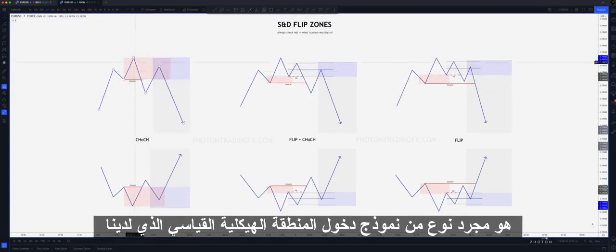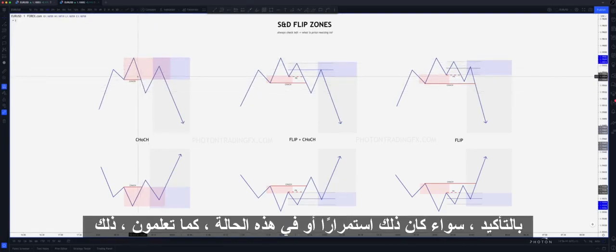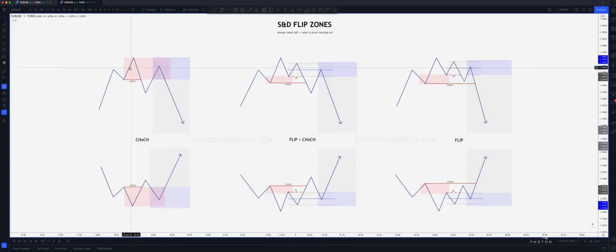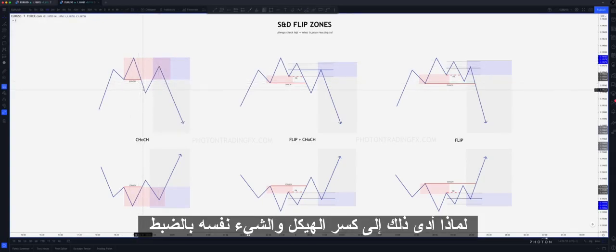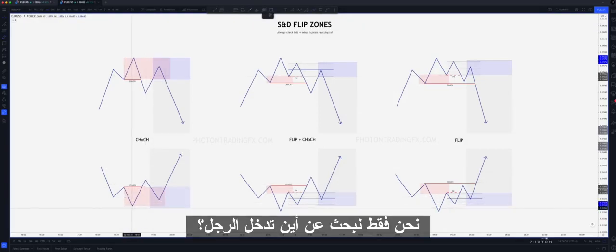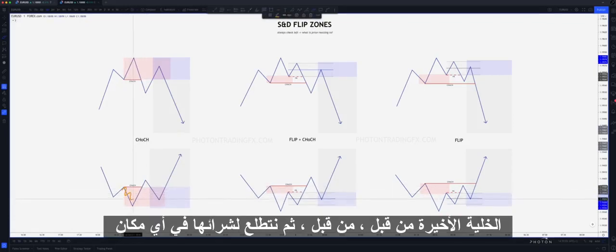But this is just that standard structural zone entry model that we've been looking at. Where does that supply lead to that break of structure? Whether it's a continuation or, in this case, that first initial change of character, then we can look to sell from the supply that led to that break of structure. And then the exact same thing for demand. We're just looking for where demand stepped in to cause that break of structure to the upside. And in this case, I've just drawn it on the entire range, the last sell before the buy, and then we look to buy anywhere within that range.